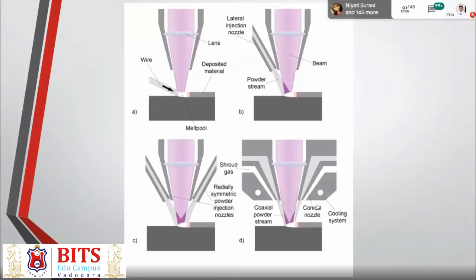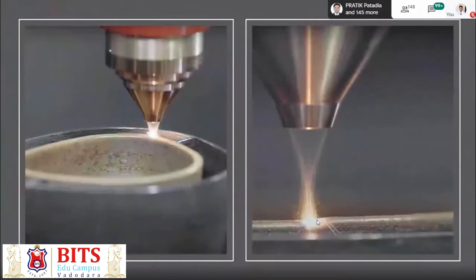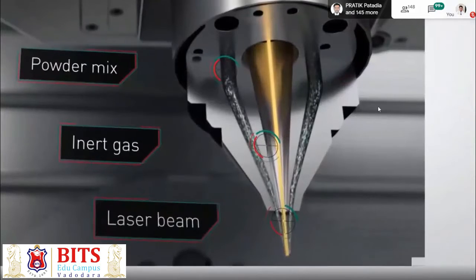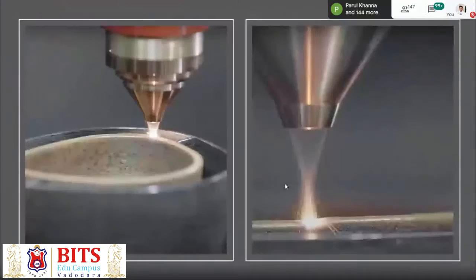But in the case of a coaxial powder stream or conical nozzle, what happens is the powders are getting mixed over here at the tip, and there is an inert gas flowing with the metal powder, and there is a laser beam which is actually making the process happen. And you can also have multi-powder material possible in this.